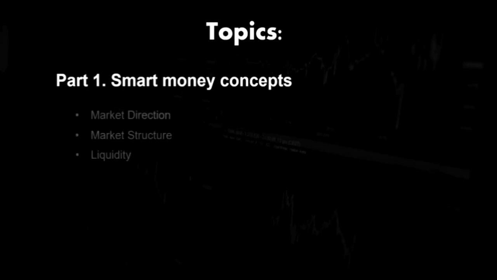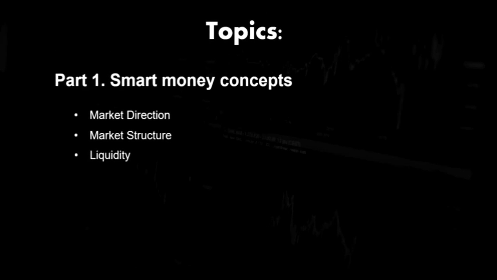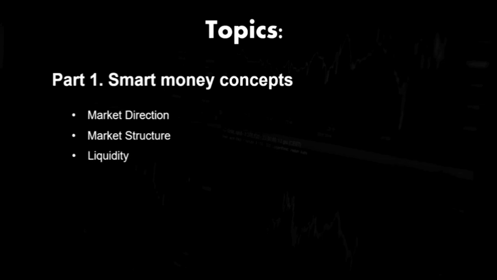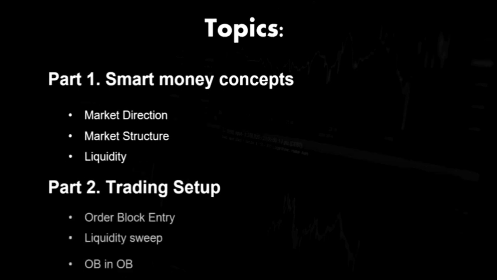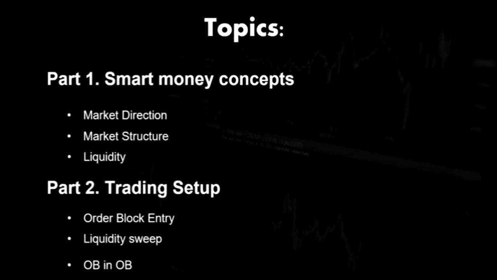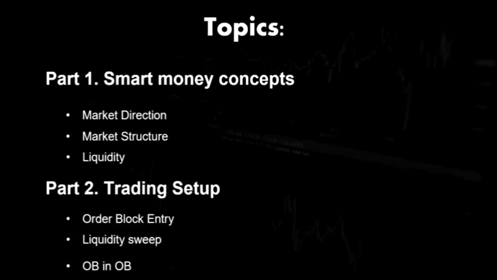In this video, we will first explain the basic smart money concepts that you need to apply on the chart before making any trades. This includes identifying market direction, understanding market structure, finding the best supply and demand areas for trading, and recognizing liquidity zones. Also, we will provide a step-by-step explanation of the top smart money trading models that every trader should know.